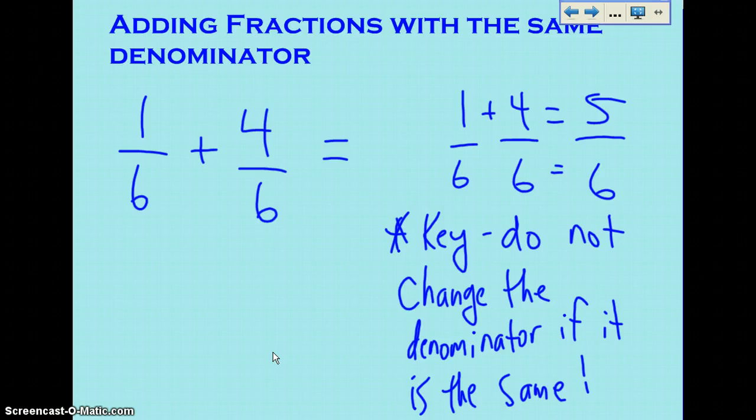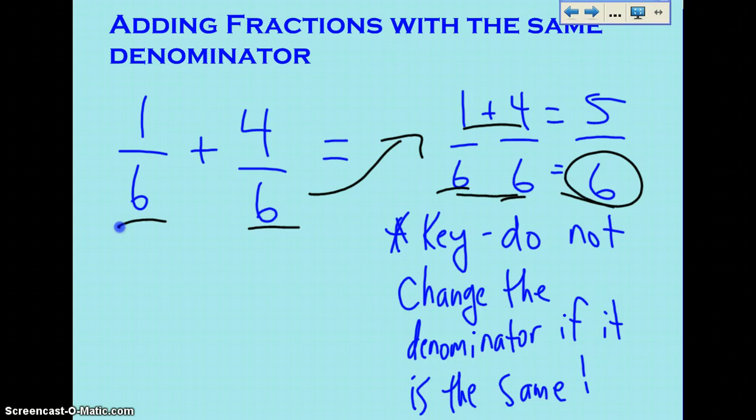So if I have 1 over 6 plus 4 over 6, then the key to this is if the denominators are the same, you do not change the denominator, and you can just add up the numbers quite simply. So that's what I've done here. I've taken 1 over 6 and 4 over 6, and I've done 1 over 6 plus 4 over 6. 1 plus 4 equals 5, and then I leave the denominator the same, so the answer is 5 over 6. So you do not change the denominator if it is the same.